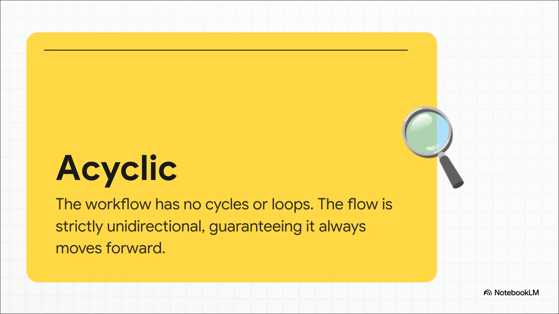Next, we have acyclic. And honestly, this is the real lifesaver here. It just means the workflow can never, ever loop back on itself. It always moves forward, from start to finish. And that guarantees that it will, eventually, end. This simple rule prevents the whole system from getting stuck in a crazy infinite loop, burning up resources forever.